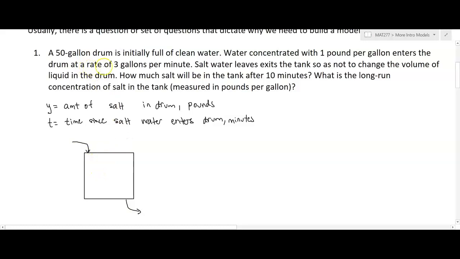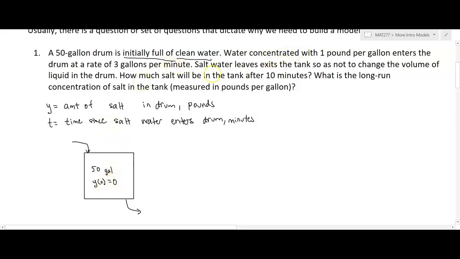We have liquid entering that drum. Inside of here, we know that this is a 50-gallon drum, so I can label this with 50 gallons. And I also know that y at time 0 is going to be 0. It's initially full of clean water. So one of the things I like to put in is my initial condition that y at time 0 is 0. The amount of salt in the drum when t is 0 is 0 pounds.